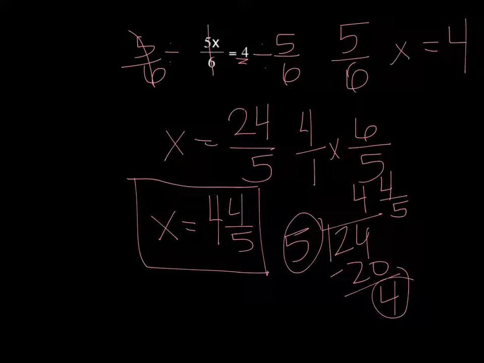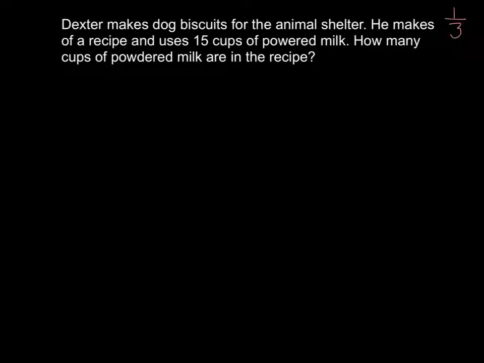Okay, let's do my quotient. Oh, I better use proper terms here. The quotient would be 4 4/5, so x equals 4 4/5. All right, let's try a word problem now. Dexter makes dog biscuits for the animal shelter. He makes 1/3 of a recipe and uses 15 cups of powdered milk. How many cups of powdered milk are in the recipe?